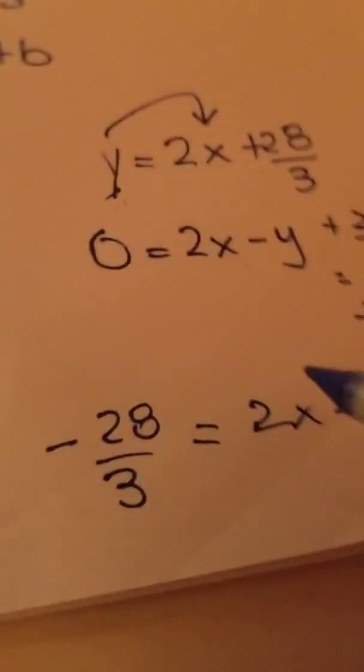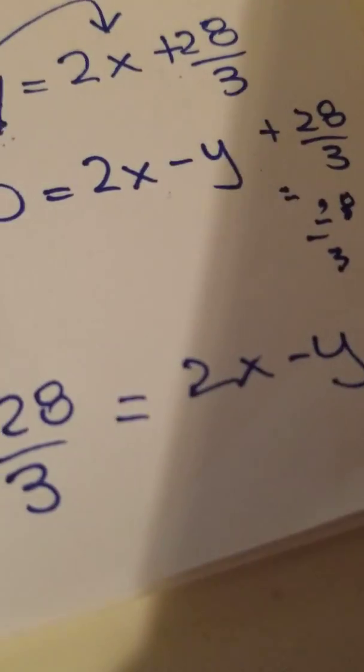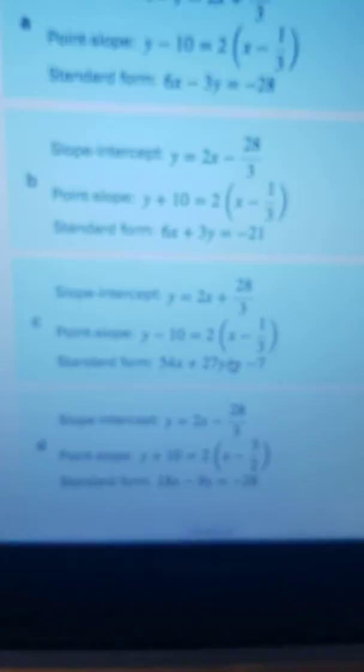All right, they don't have any fractions, so multiply everything by 3. If I multiply this by 3, this goes away. If I multiply this by 3, that becomes a 6. If I multiply this by 3, that becomes a negative 3y, positive 6x. All right, so it's either A or C. 6x minus 3y, negative 28 is this one. Okay, good.